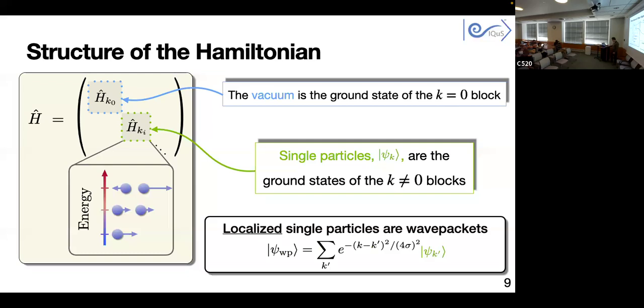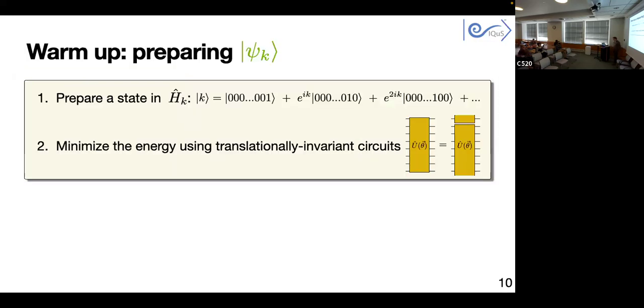What we're really after is creating wave packets, and wave packets are Gaussian superpositions of these single particle eigenstates. In the next slides, I'll show you how, using these single particle eigenstates, we can build out these Gaussian wave packets. So first, let's start with one way to prepare these single particle eigenstates psi_k.